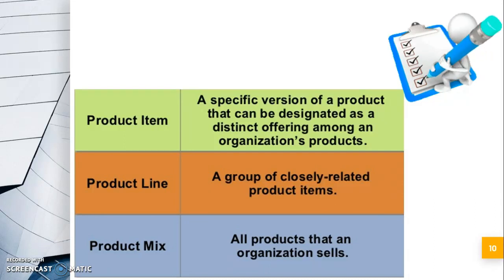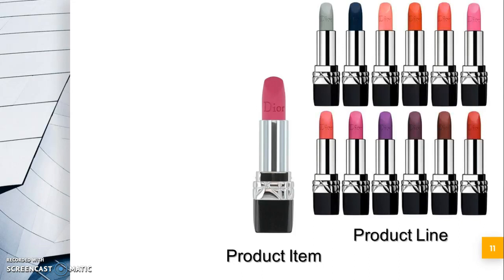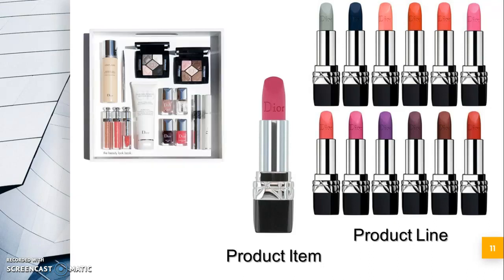Let's move on. The product mix: all products that an organization sells. So let's see an example. A lipstick of Dior. This is a product item. A bunch of lipsticks, different colors of Dior. Those are a product line. Product mix is everything, every single thing Dior sells.